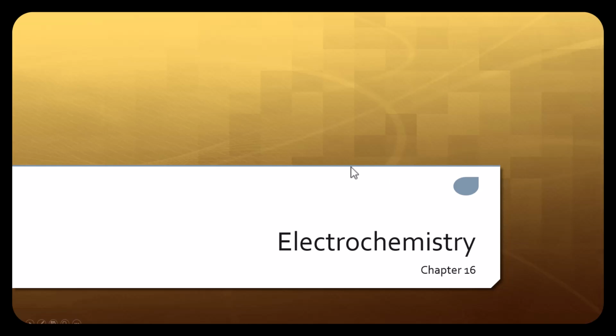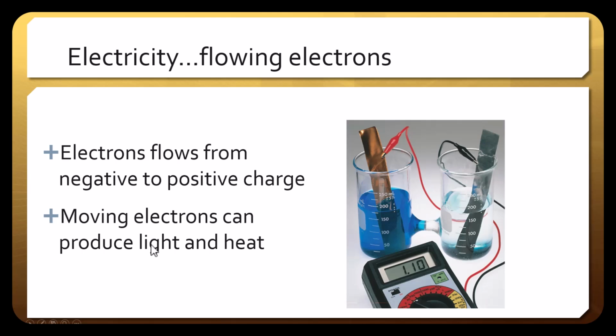So what is electricity, and certainly what form are we going to study as chemists? Electricity is simply the flow of electrons. Electrons, as you know, are negatively charged particles, right? So they're going to flow from their place of negativity to a place of positivity. So electrons flow from negative to positive. Those moving electrons can produce light and heat. And so we are going to look at that as we study this idea of electricity.